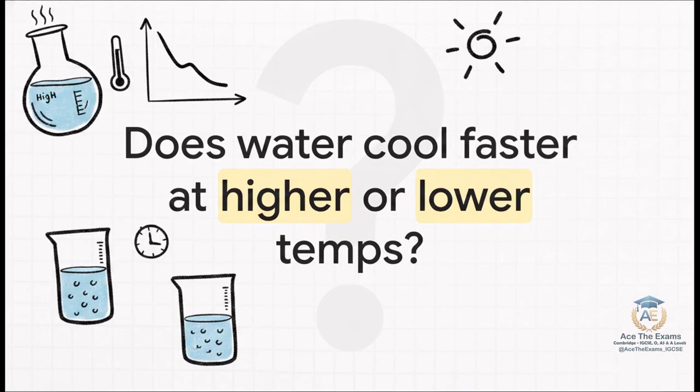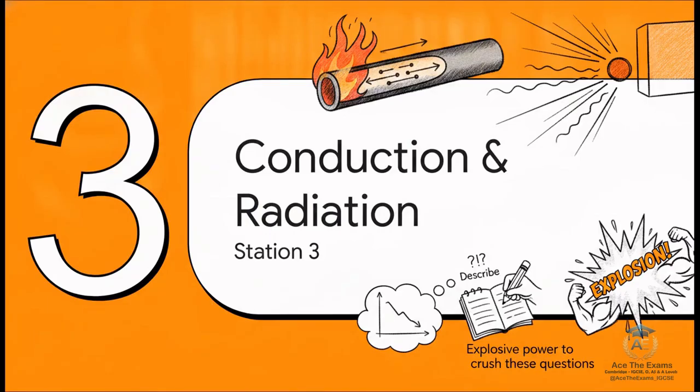So, as you're mapping this temperature against time, you have to ask yourself a key question. Does the curve drop steeper when the water's near 90 degrees or as it approaches room temperature? Well, the reality is that the rate of cooling isn't constant at all. Water cools much more quickly at higher temperatures. The curve is going to be steepest at the very beginning because the temperature difference between the hot water and the ambient room air is at its absolute maximum. Then, as thermal equilibrium approaches, the rate of cooling naturally slows down and you'll see our curve flatten out over time. Finally, we arrive at Station 3, conduction and radiation.